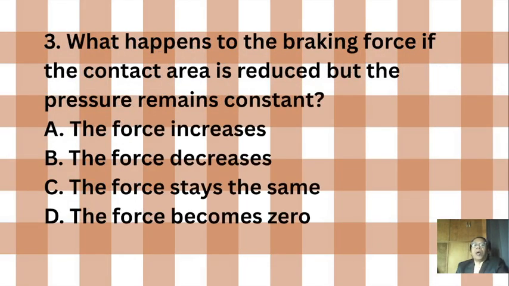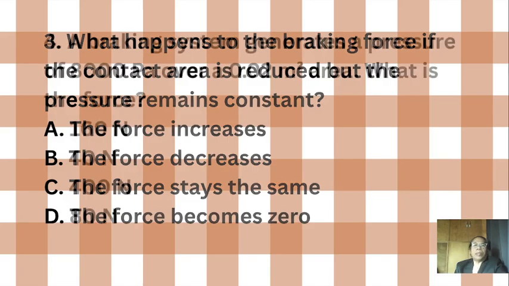Number 3, what happens to the braking force if the contact area is reduced but the pressure remains constant? Letter A, the force increases. Letter B, the force decreases. Letter C, the force stays the same. Letter D, the force becomes zero.